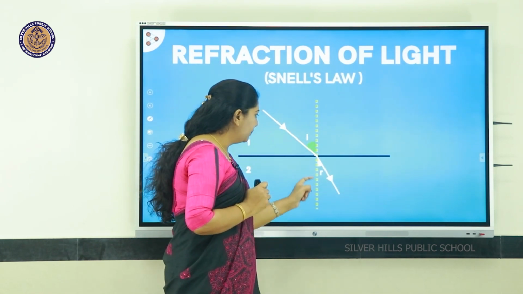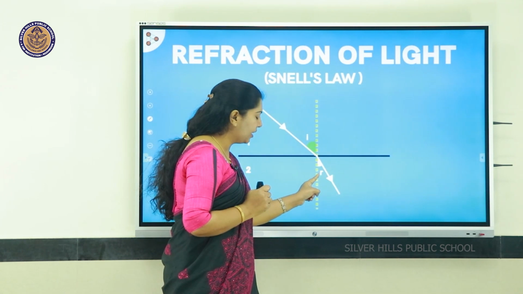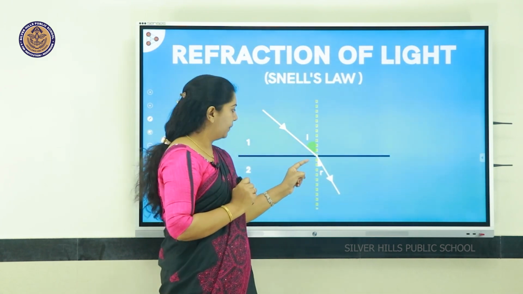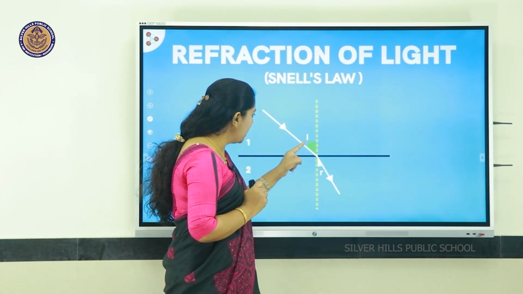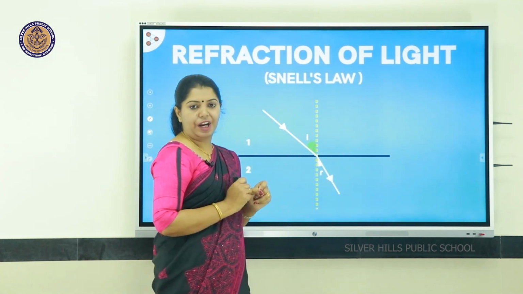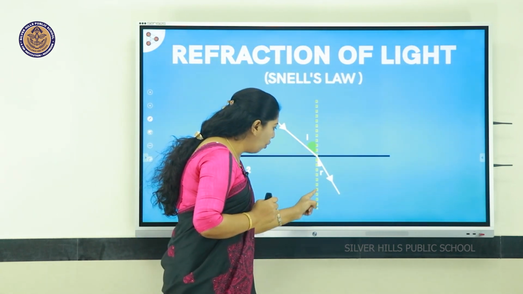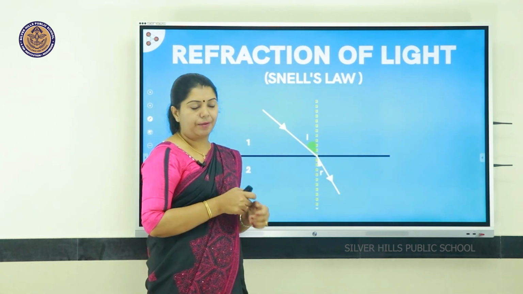Draw the normal. You can see two angles, angle of incidence and angle of refraction. Angle of incidence means angle between normal and incident ray. Angle of refraction means angle between normal and refracted ray.